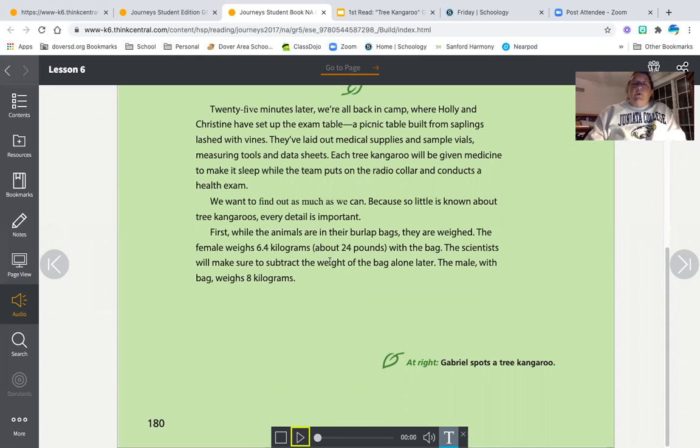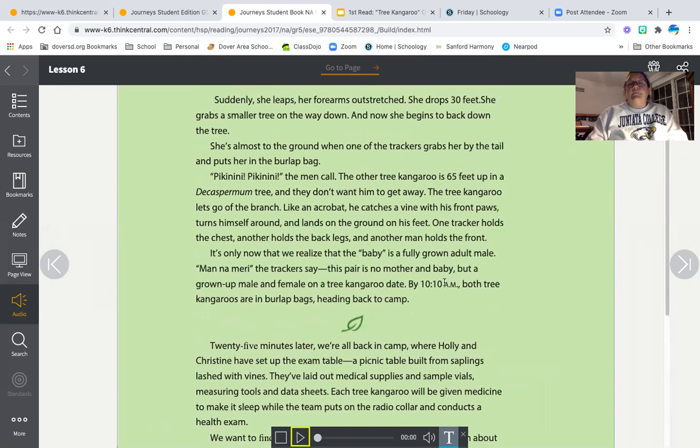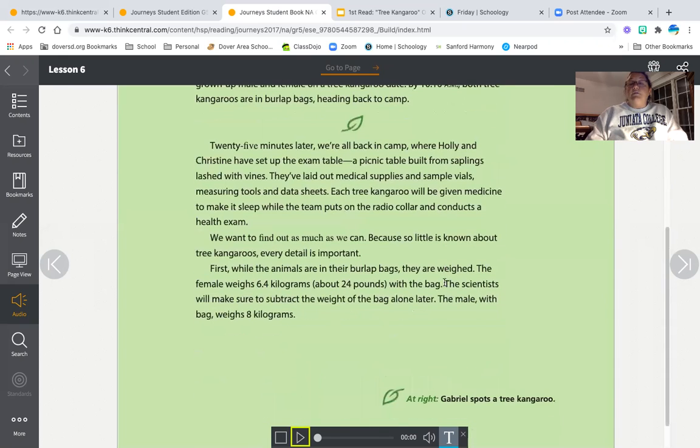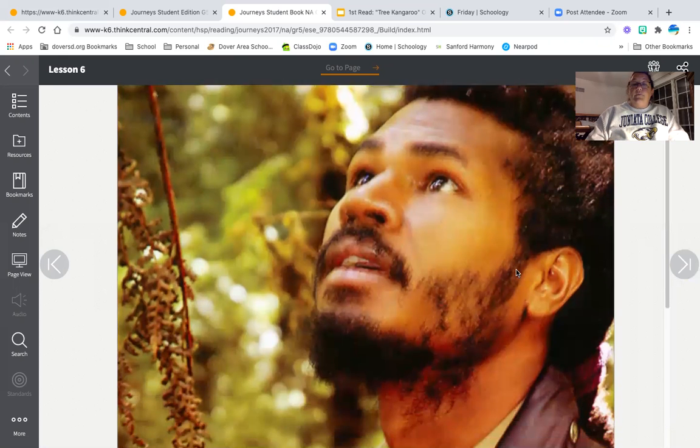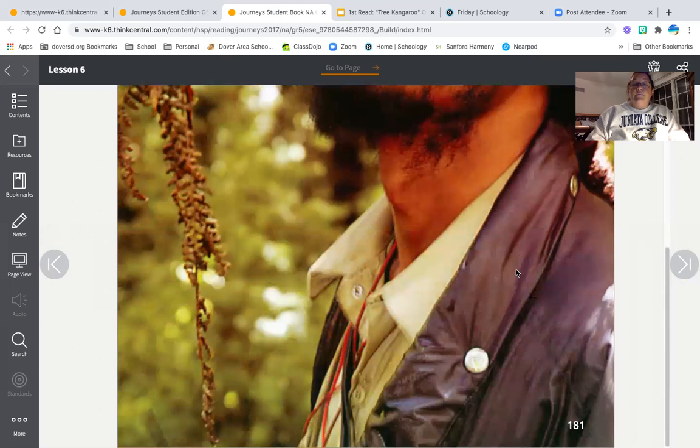So they put them in these burlap bags. They take them back to camp. So if you want to pause the video, you may, to write down your questions from the text. Okay, I'm going to pick back up. So here's Gabe looking up in the tree.